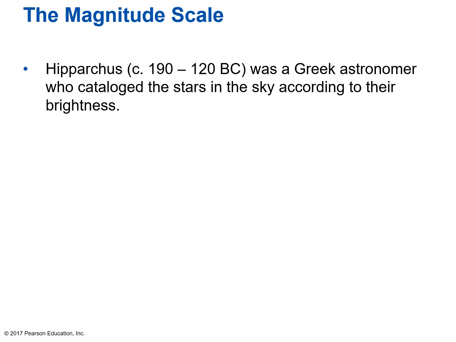I want to now talk to you about the magnitude scale that we use to talk about the apparent brightness of stars, not only stars, but we can also use it for planets, comets, galaxies, anything that is up in the sky. And it started with Hipparchus, who lived from about 190 to 120 BC. He was a Greek astronomer who cataloged the stars in the sky according to their brightness.